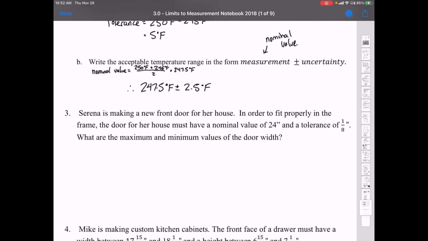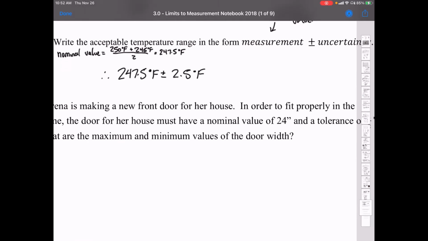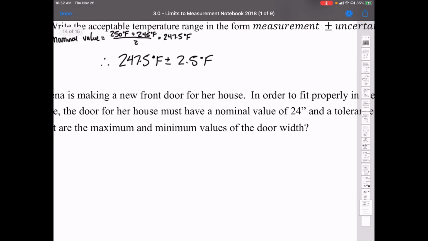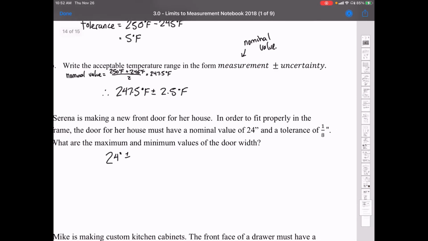Okay, so the next one here, we've got Serena is making a new front door for her house. In order for it to fit properly in the frame, the door for her house must have a nominal value of 24 inches and a tolerance of 1/8 of an inch. So then to figure out the maximum and minimum values of the door, the first thing I would do is write this as the nominal value plus or minus half of our tolerance. Half of 1/8 of an inch is 1/16 of an inch, like so.